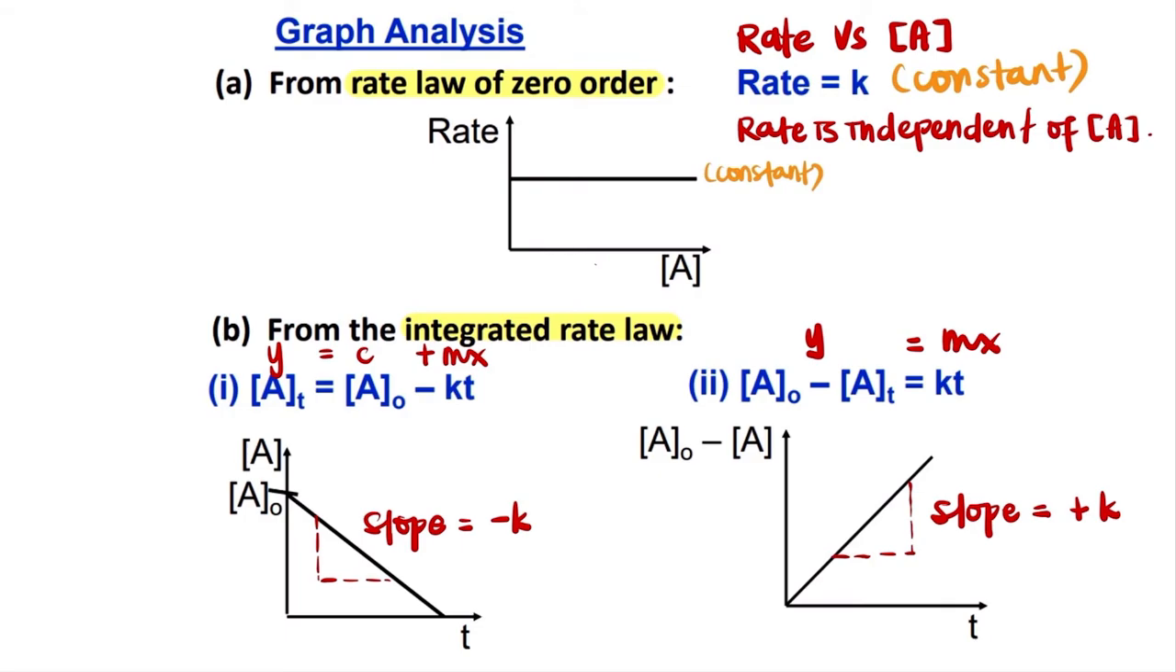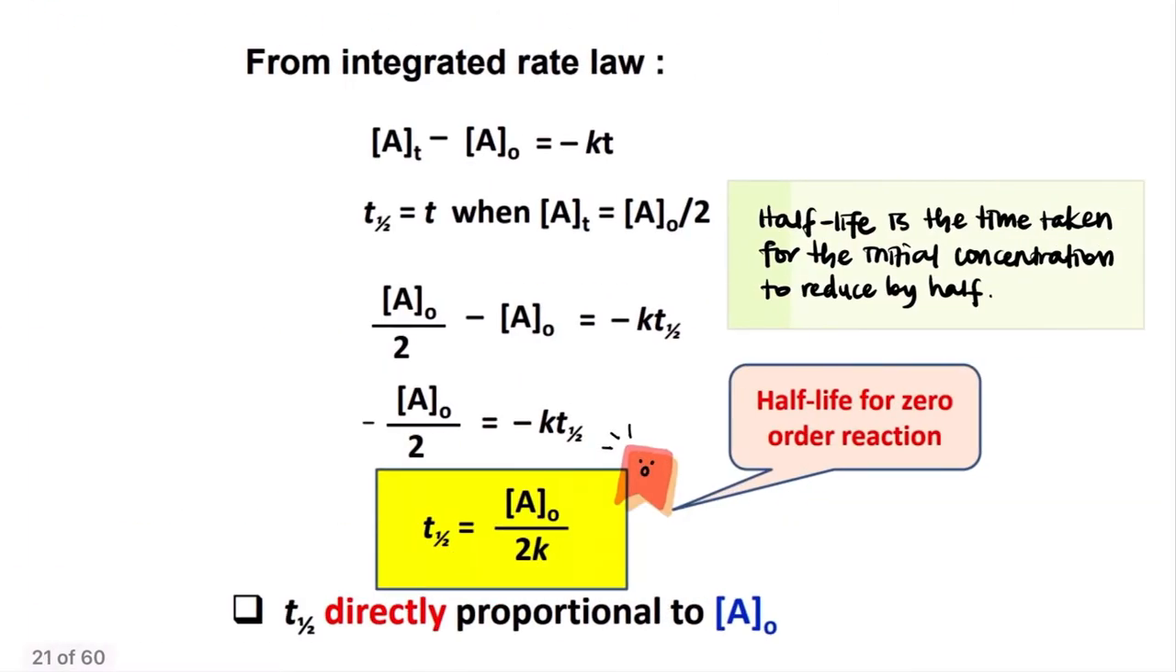Okay, so your second integrated rate law is like this. So instead of y equals mx plus c, you have your A0 minus At at time t as your y-axis. So it's right here, equals to mx, where m is your rate constant and x is your t. So to find your rate constant, you just have to find the gradient lah. So ini adalah positif. Okay. Next.